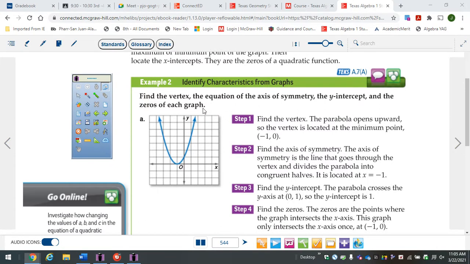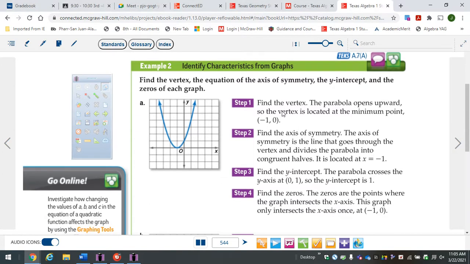Find the vertex, the equation of the axis of symmetry, the y-intercept, and the zeros of each graph. Okay, this one says to do a lot. Your calculator will help you out on this one, okay? I promise. So this one's pretty easy.